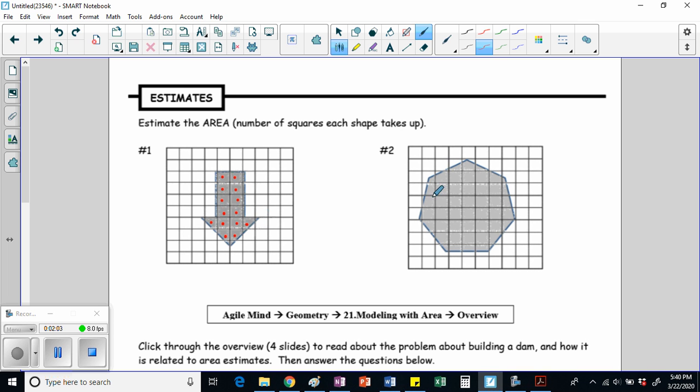I want you to do the same thing with problem number 2 and provide an estimate for what this area is. You don't have to be perfect. You just got to be close to the right answer. If you're within 2 or 3, you'll be fine. So you're going to provide an estimate for the area of this heptagon.